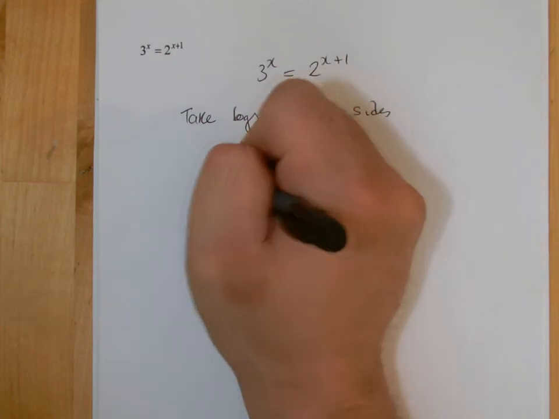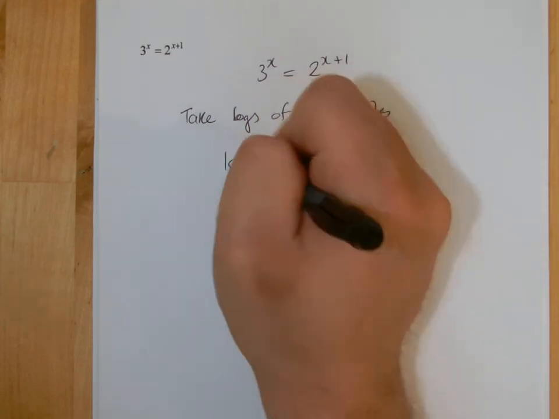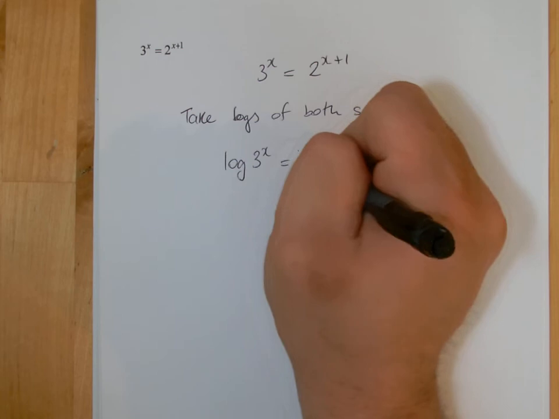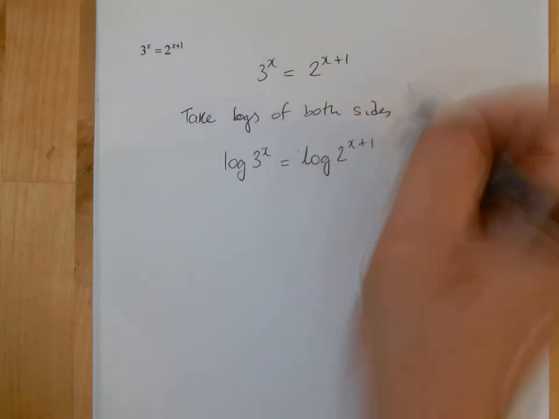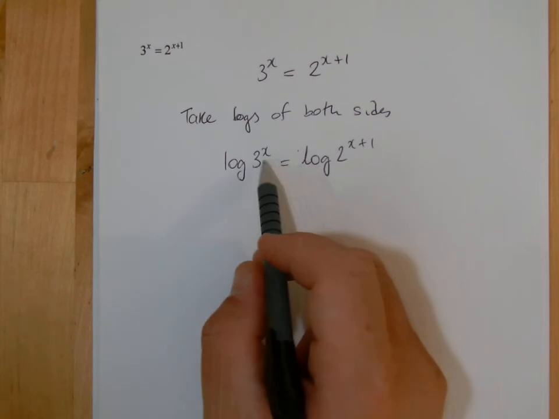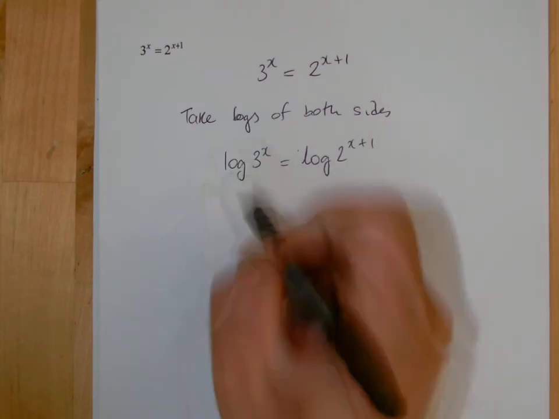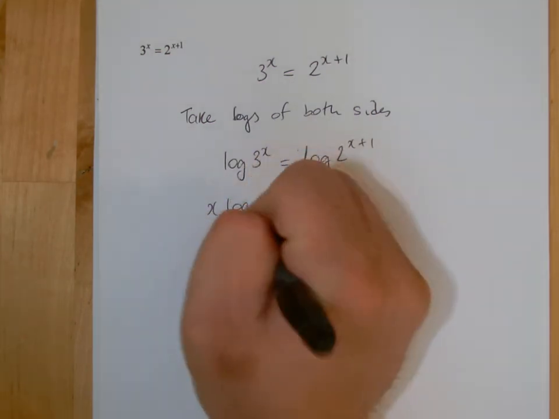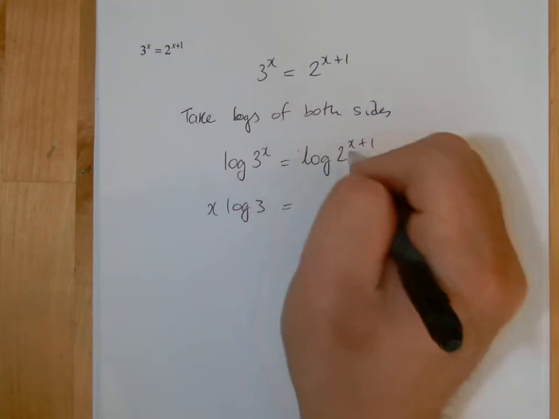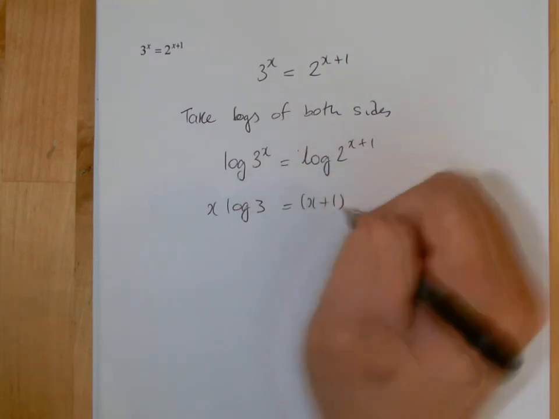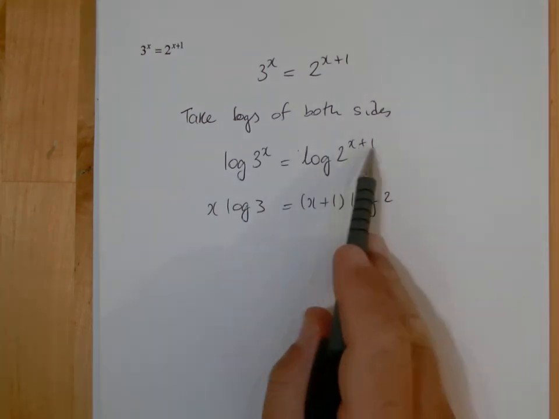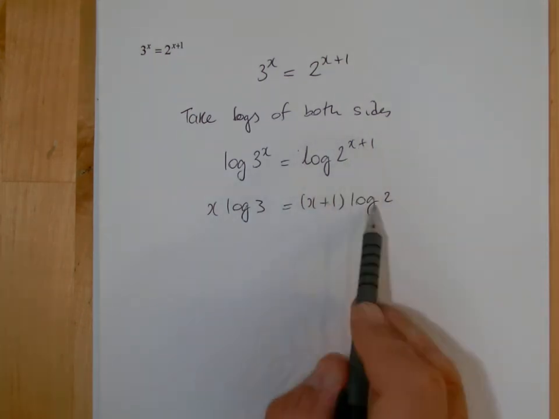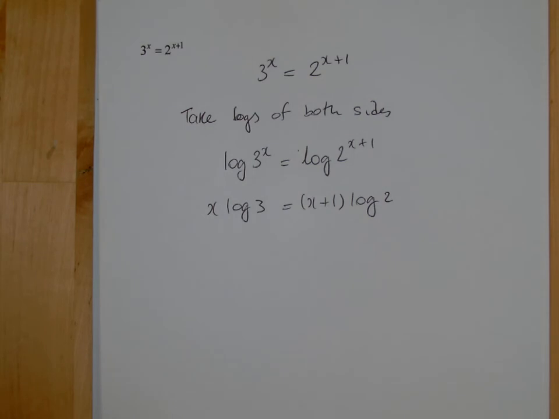And remember, it will be log to the base 10, so log of 3 to the power x equals log 2 to the power x plus 1. So apply then the third law, the power law, bring that x down. Bring that x plus 1 down here. I'm bringing that power down in front. I'm putting a bracket around it because I've got times by the log 2.